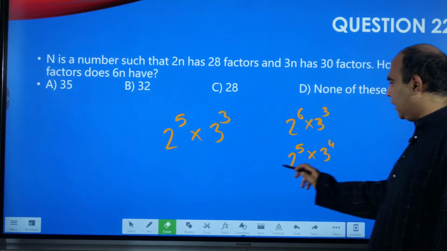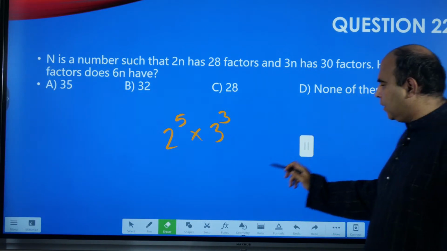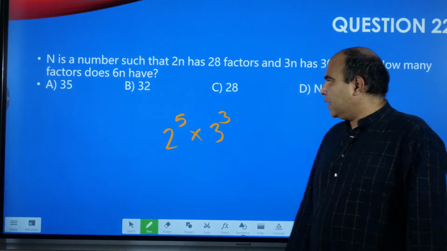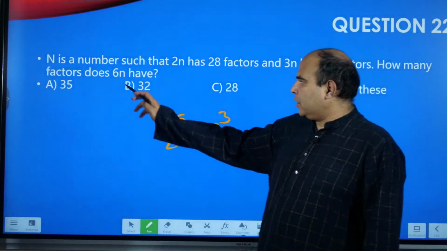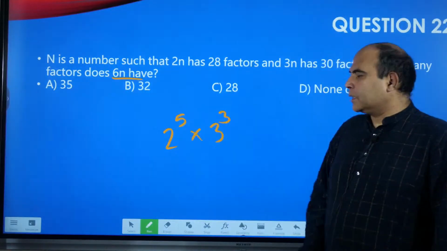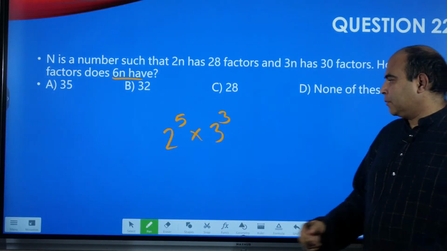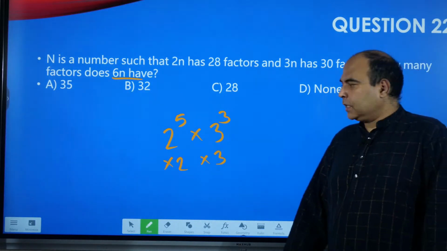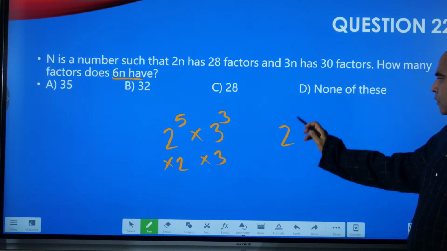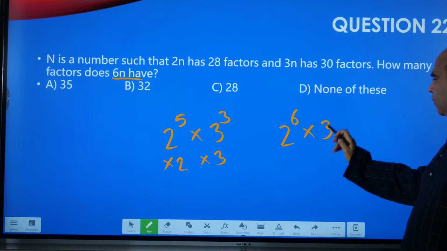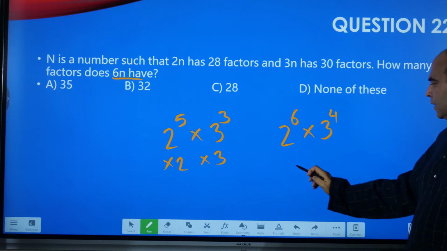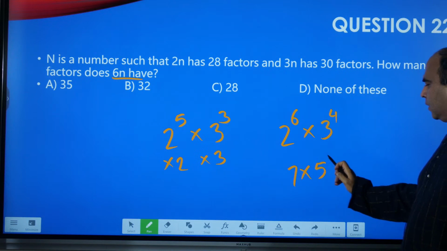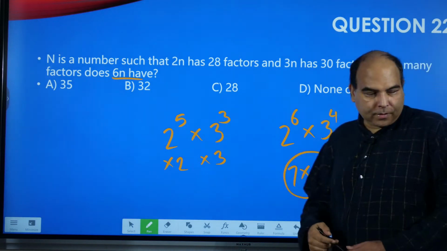So this confirms that this is the number, and if this is the number, then the question is asking how many factors does 6n have. 6n means you are multiplying it by 2 and by 3, so the value of 6n will be 2 raised to 6 into 3 raised to 4, so its number of factors will come to 7 into 5. So 35 factors will come up, right?